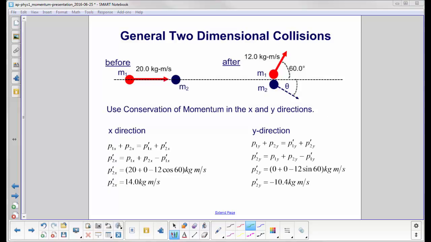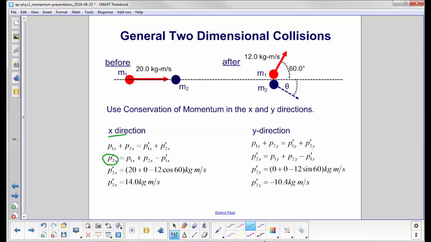We'll use the conservation of momentum in the x and y directions. Let's start with x. We have the initial momentum in the x plane for both objects equals the final momentum. Again, don't put any numbers in until you have your variable isolated. We want to find p prime of 2x. So we get that over to the left, everybody else is on the right. Now you can put the numbers in.